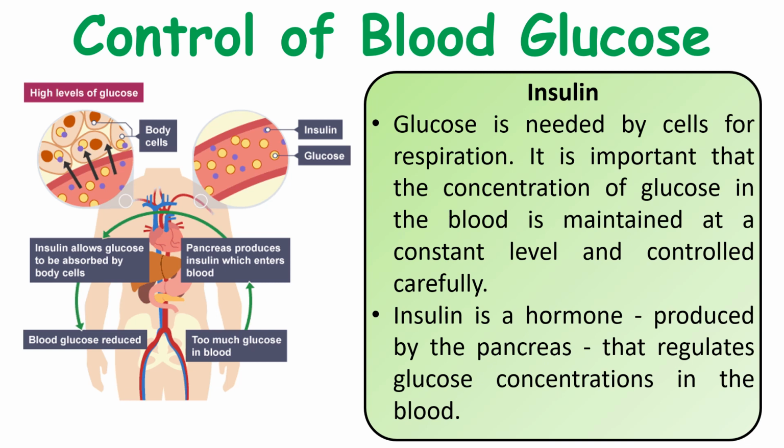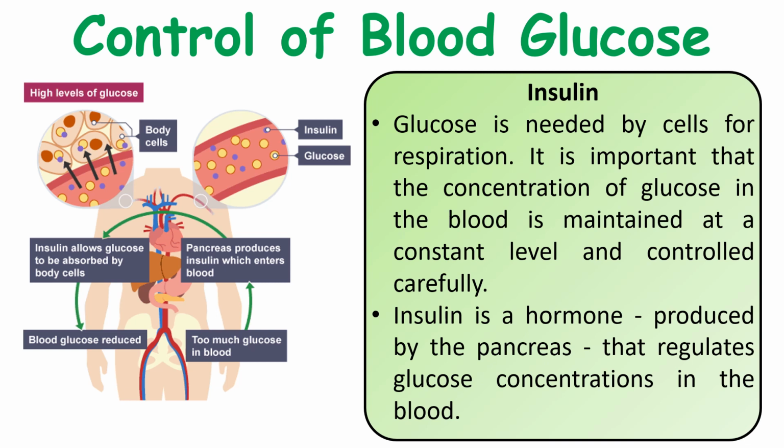So the first hormone that we want to speak about is insulin. Insulin is released when blood glucose is too high. Blood glucose needs to be maintained at a certain level, or else it will cause too much water to move either into the blood or out of the blood. It also needs to be kept at a certain level because a certain amount of glucose is needed for respiration.